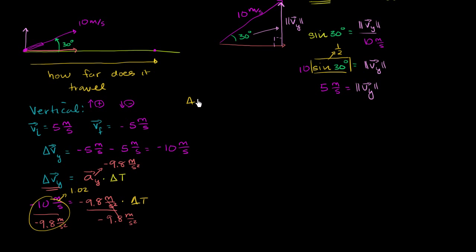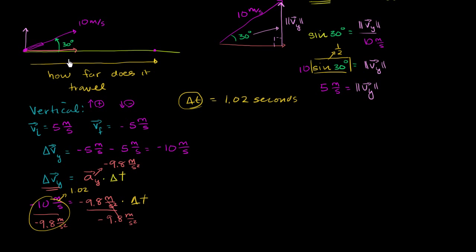So our change in time, our delta t, well, I'm using lowercase now, but I could make this all lowercase, is equal to 1.02 seconds. Now, how do we use this information to figure out how far this thing travels? Well, if we assume that it maintains its horizontal component of its velocity the whole time, we can just multiply that times our change in time, and we'll get the total displacement in the horizontal direction.